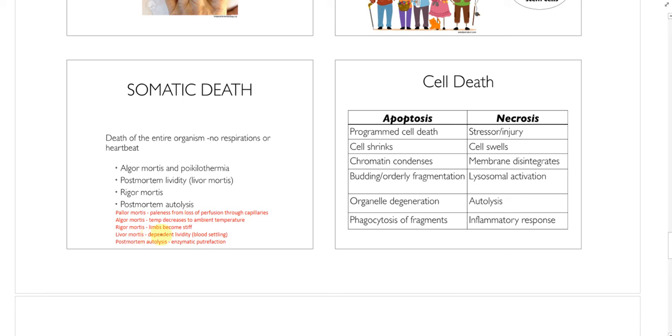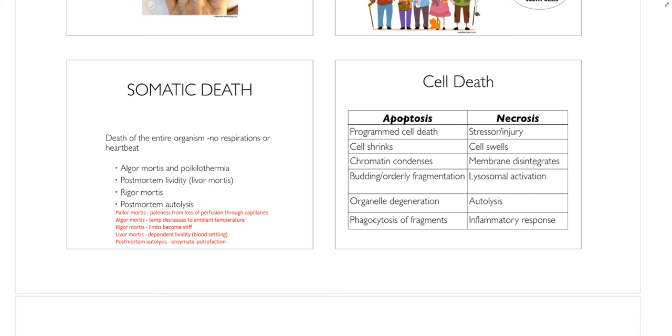Rigor mortis is going to occur, I think it's within an hour or two. That's not important to know. I always think of rigor as being very stiff. Rigor mortis is that the limbs become stiff. So you try lifting someone up, and they're not going to be able to bend their arm if you try to bend their arm. And then we have livor mortis, which is going to be dependent lividity.